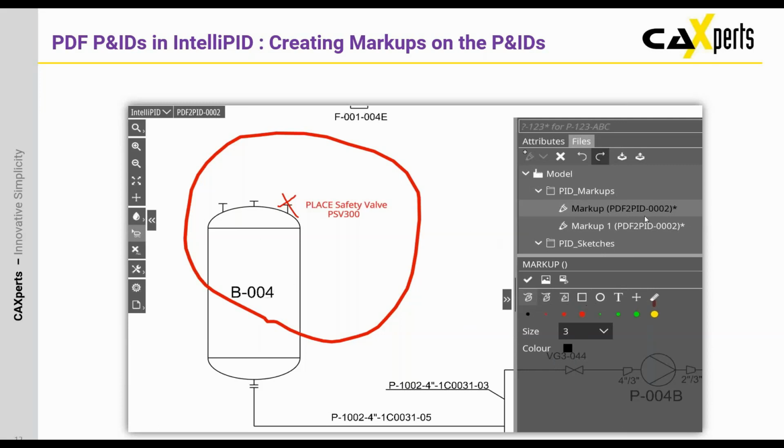And the markups, they will be saved, of course, with the association to the corresponding PID. You can have multiple markups for one PID, but of course you can also have different markups for different PIDs.